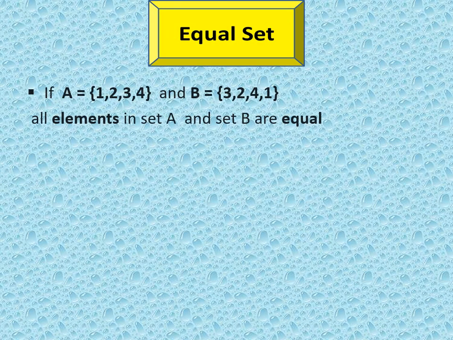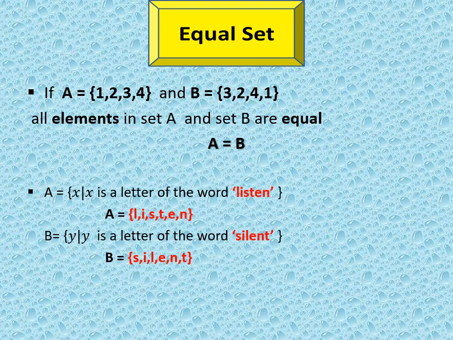Equal sets. If A is equal to 1, 2, 3, 4 and B is equal to 3, 2, 4, 1, the numbers in both the sets are the same. All elements in set A and set B are equal if you observe the sets. Then we can say that set A is equal to set B. So whatever the elements in set A, they must be in set B; then they are called equal sets. One more example.